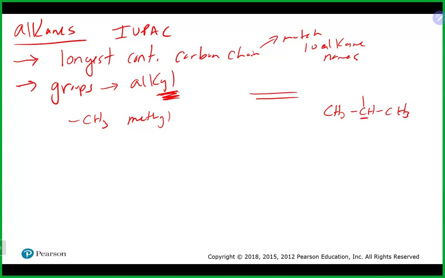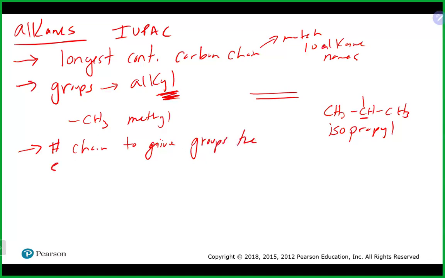Here, the attachment is at the secondary one, and this is not a regular propyl group. This is an isopropyl group, and that iso part is that CH3, CH, CH3 arrangement that you see a lot. We also have our halogens, which are named fluoro, chloro, bromo, iodo for any of our halogens that might be attached as well. Once you identify the groups when we're doing alkanes, we do want to number the chain. And we do want to give the groups the smallest number.